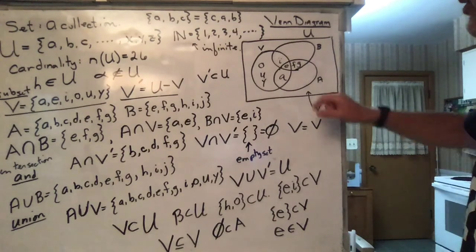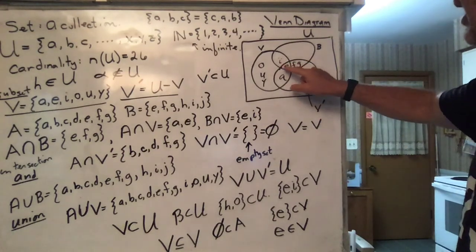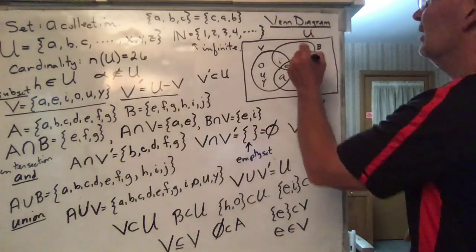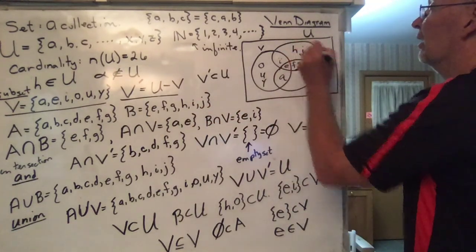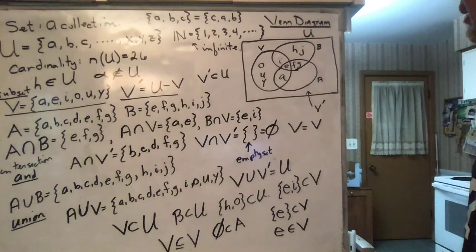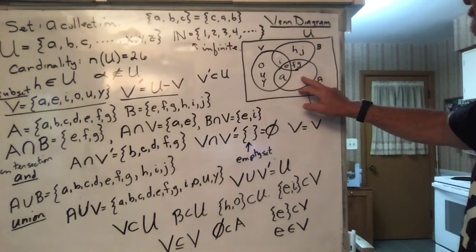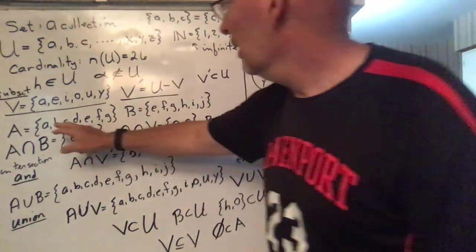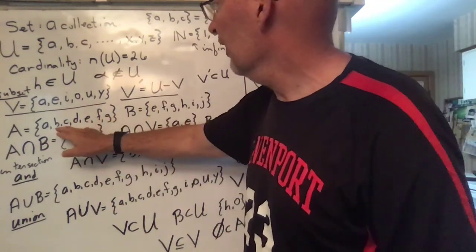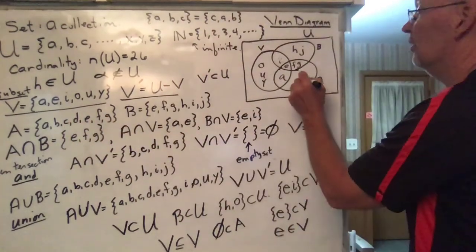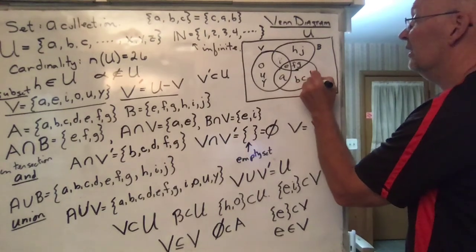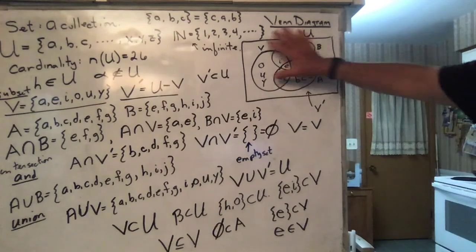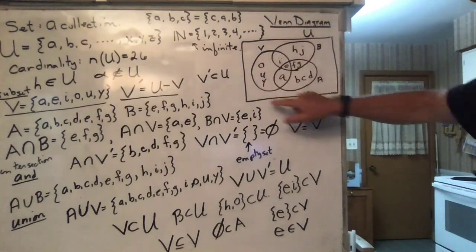What else is in B? We've got I, E, F, and G. So H and J would be right there. What else is in A? What do we have already? We have A, E, F, and G. So we still have B, C, and D. So B, C, and D are still in there. And then everything else, which is not in there, would be out here.